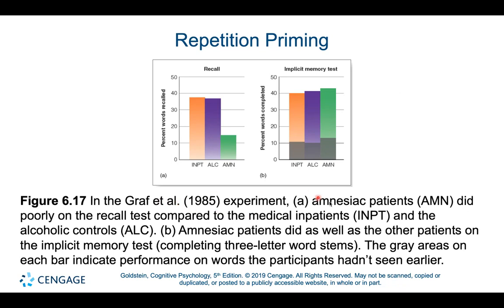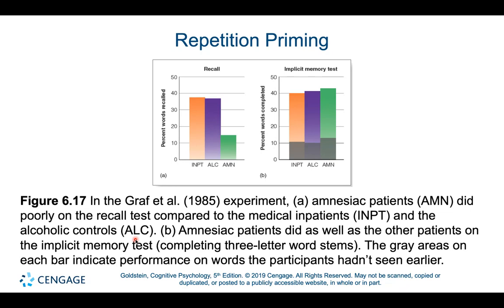In this experiment, we have amnesic patients. AMN stands for amnesic. They were compared to medical inpatients, INPT, and then both of those groups were compared to alcoholics. We use alcoholics, ALC, in memory experiments because alcoholics are typically normal, otherwise healthy individuals with functioning cognitive processes, but they have memory issues. They have memory problems because of their alcoholism.